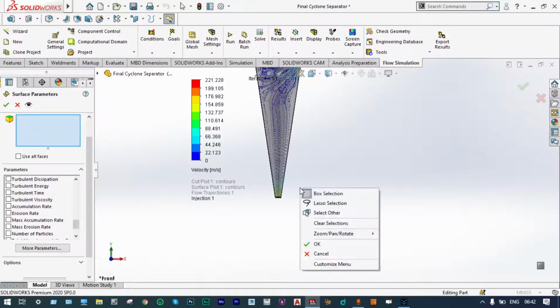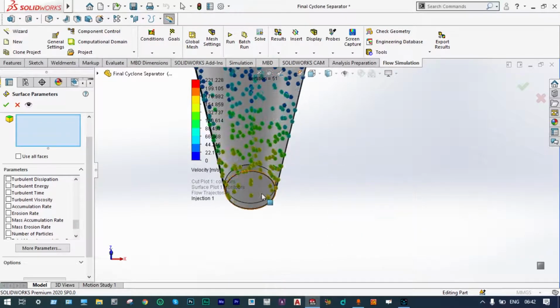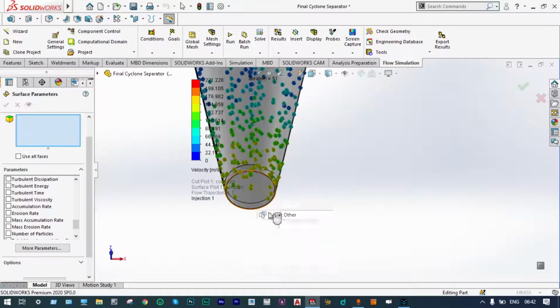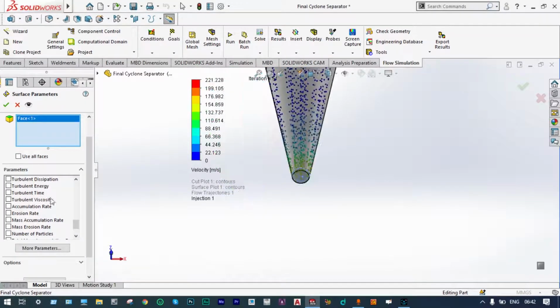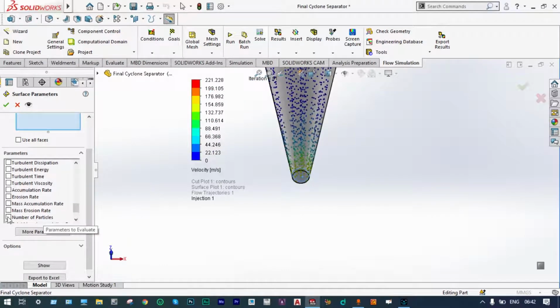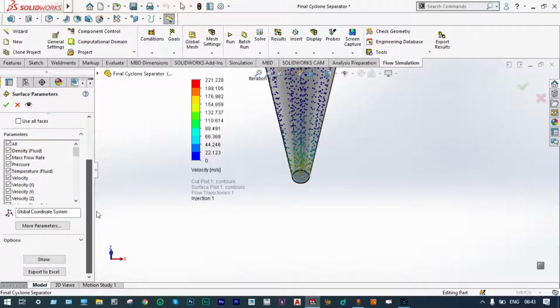So what we'll do is rotate view, select other, and lead number 3 is selected, and we want to see the numbers of particles to be accumulated at the bottommost part, even mass erosion rate, mass accumulation rate, erosion rate, etc. We can select everything. Let us select all and show.